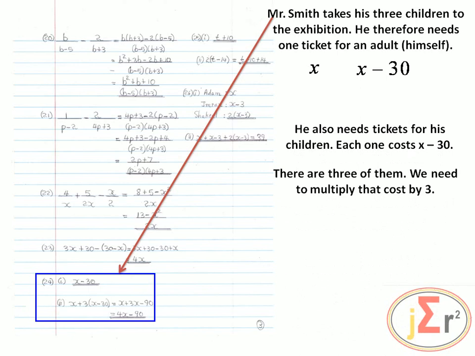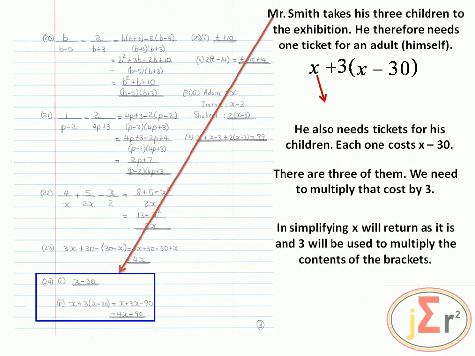We need to multiply the cost by 3. Which one do we multiply by 3? The cost of those for the children, because we have 3 children. So multiply the cost of those for the children by 3. What happens? In simplifying, X will return as it is and 3 will be used to multiply the contents of the brackets. 3 times x is 3x, and 3 times negative 30 is negative 90.